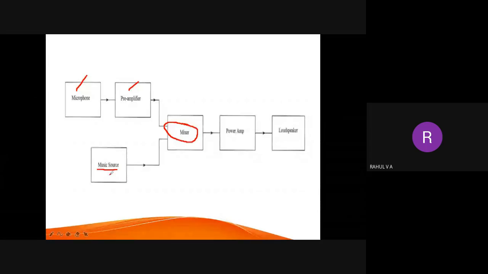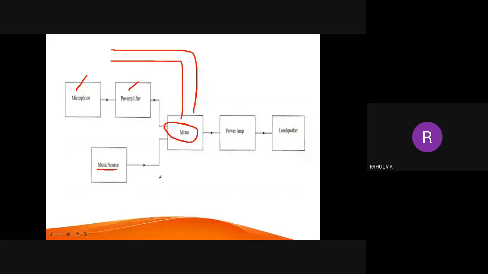So first we are connecting microphone, preamplifier, and then it is connected to mixer. Like this there will be 4 or 5 microphone and preamplifier. Then we are connecting music source directly to mixer. So all the signals will be selected or combined or mixed at the mixer circuit. Then it is given to power amplifier, and then the amplified signal is given to loudspeaker. So this is a little bit advanced amplifier circuit or public addressing system.